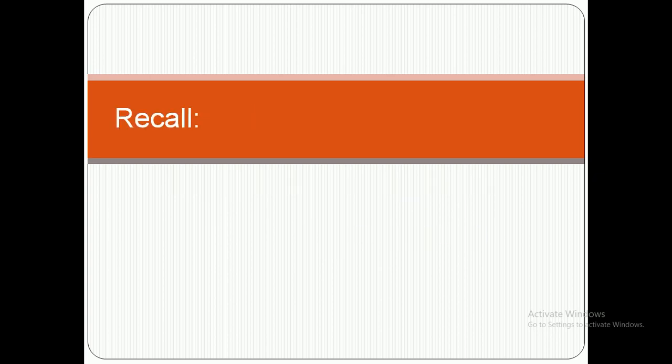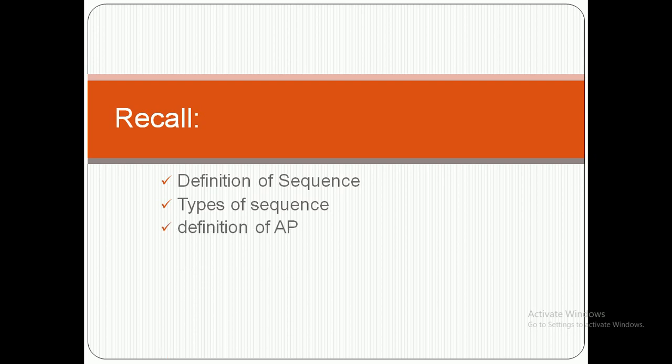Let us recall what we learnt in the last video. Definition of sequence, types of sequence, definition of AP, general term, general form. Definition of sequence, already you have got the idea, no? Types of sequence: AP, GP, HP. Definition of AP: arithmetic progression is a sequence in which the difference between the term and its preceding term is constant.